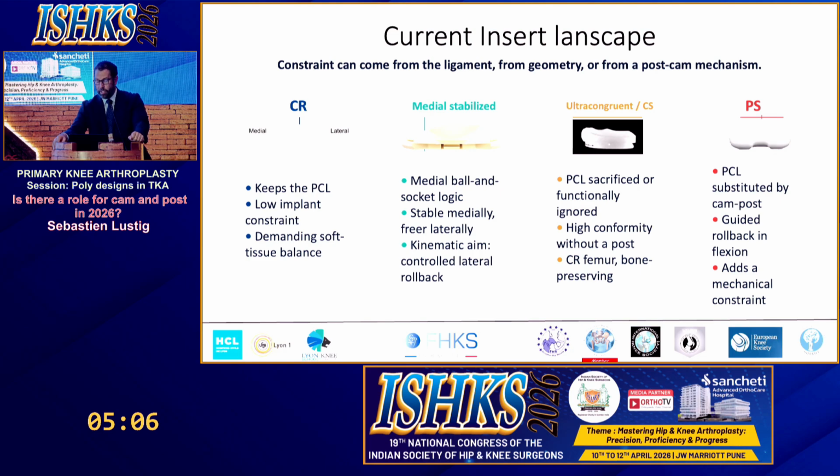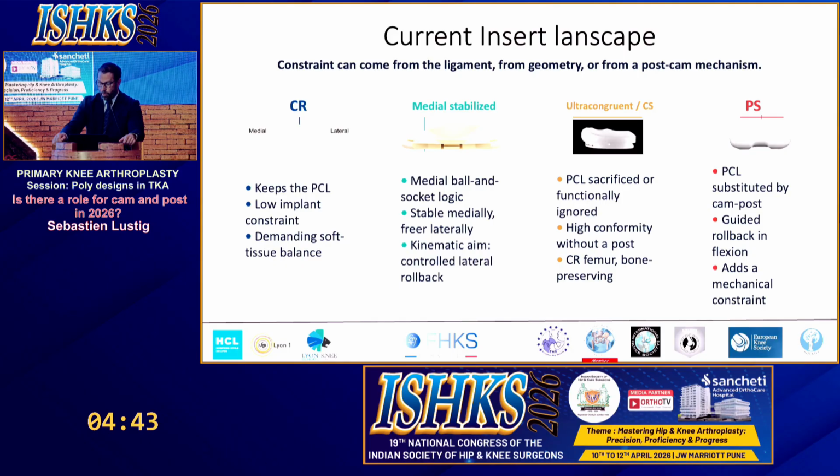Then you have the UC or CS, and again you have different options even in that category, but usually you can sacrifice the PCL. It's a very conforming design, but you don't have a post, very important, and it's more bone preserving on the femur aspect. I will show you why in a minute. And then the posterior stabilized, the post-cam mechanism, which is the legacy one.